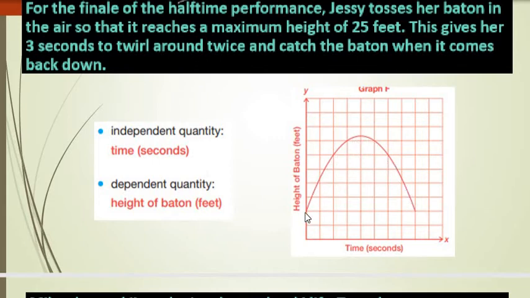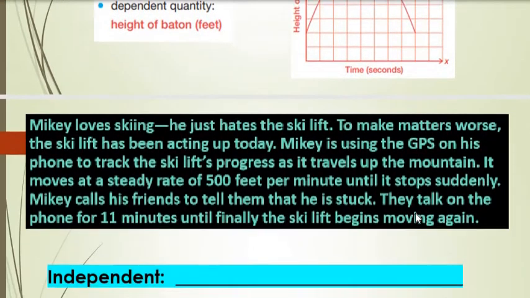Now this right here is a parabola. It is a quadratic. So here, Jessie throws the baton up in the air. Here's the highest point, the maximum point, and then it comes back down and she catches it. So this is a quadratic, a parabola graph that we have.